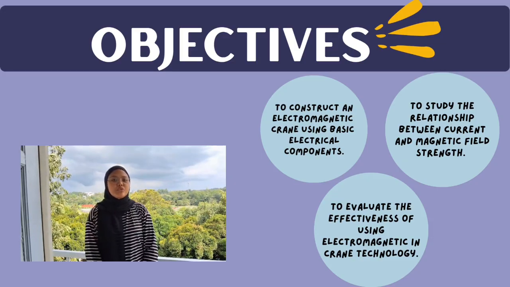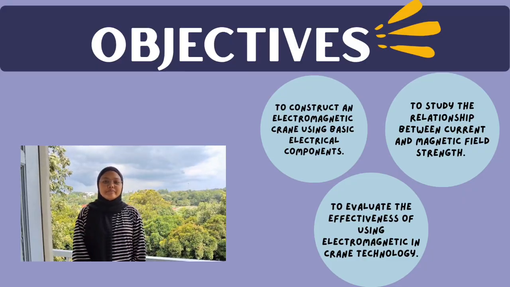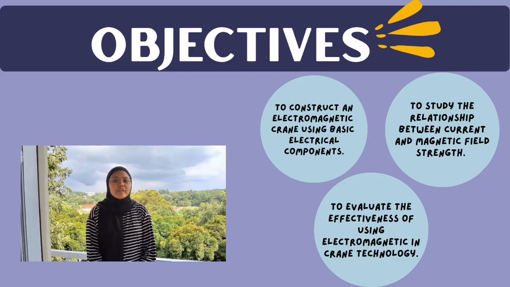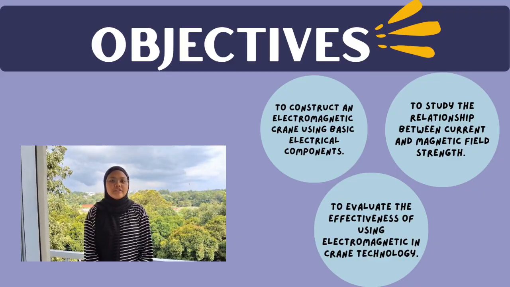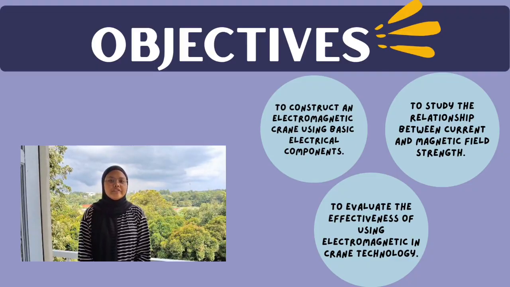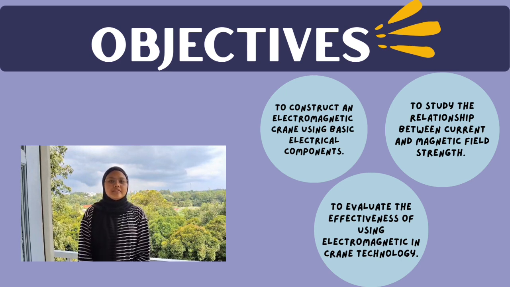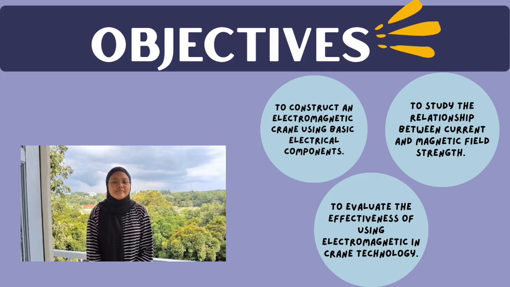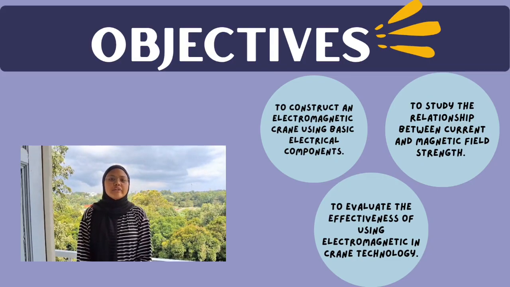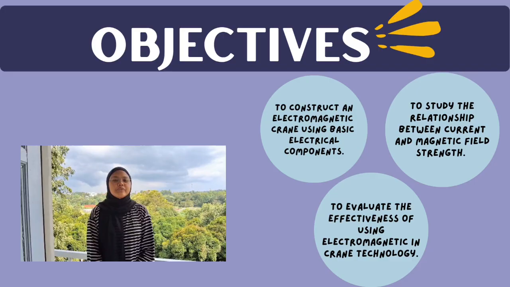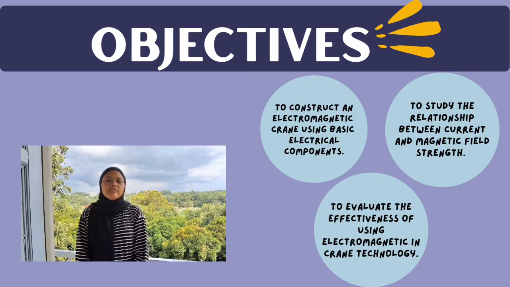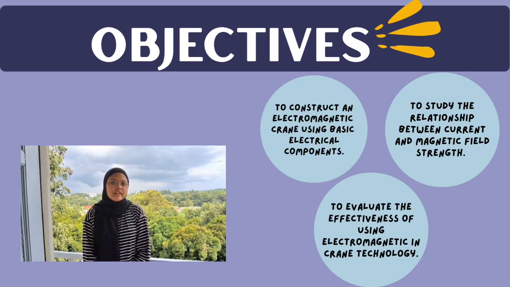Moving on to the second objective, which is the core of our project. We didn't just want to build a crane, we wanted to understand its power. By systematically varying the electric current, which is by changing the number of batteries or the number of coils in our solenoid, we measured the resulting magnetic field strength and also specifically how much weight the magnet could lift. The hypothesis we tested was the direct proportional relationship between input current and magnetic field strength and also the lift capacity.